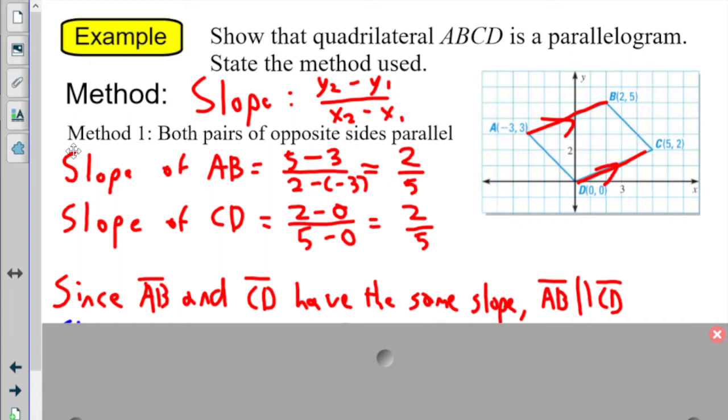So now I'm going to pause for a few seconds and let you try the other pair of sides and prove that they have the same slope. So pause now and try that.